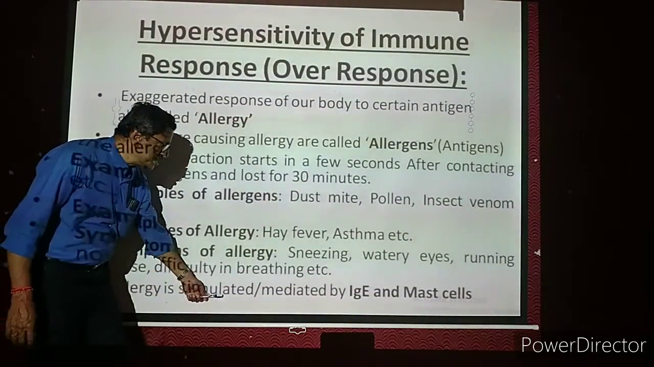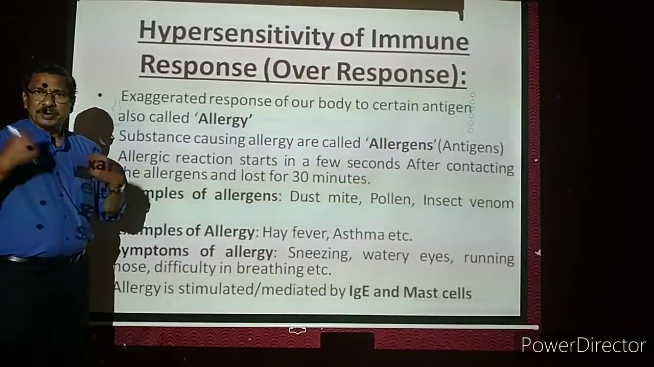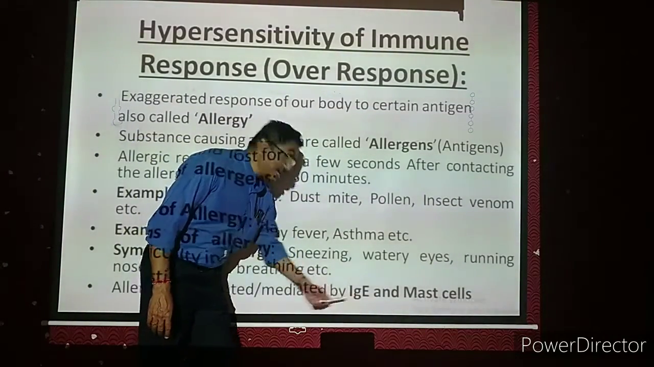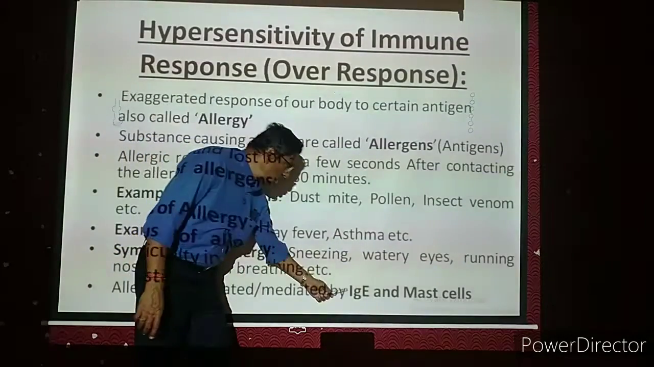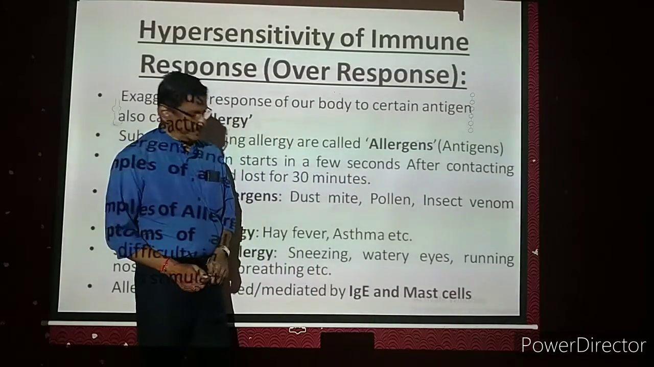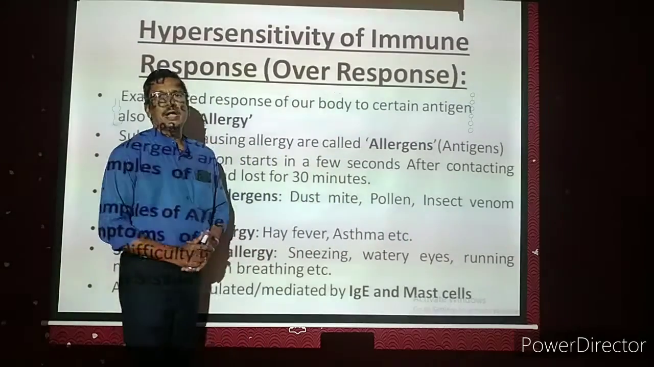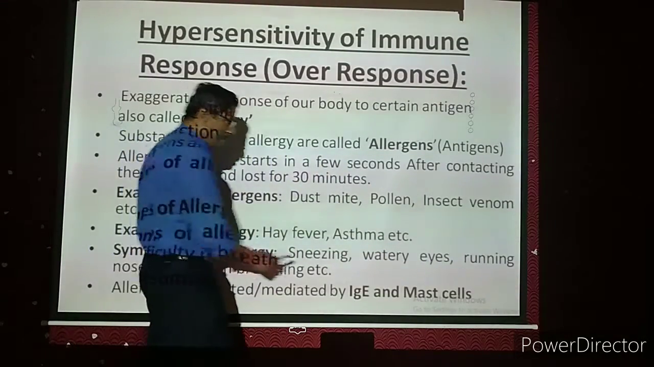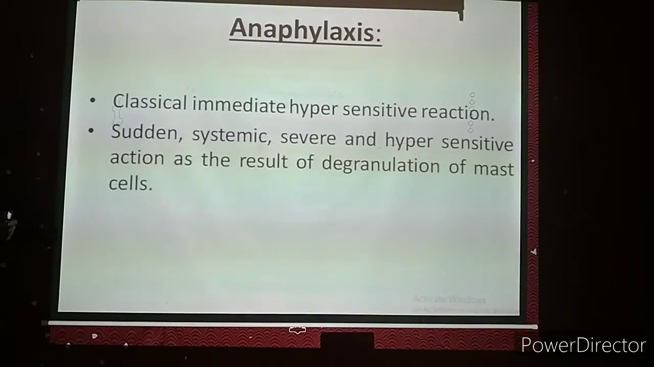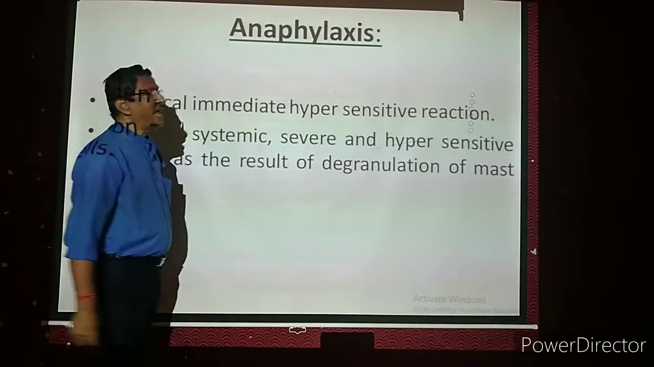Allergy is stimulated or mediated by one chemical present in our body, which is called IgE. Ig, we have already studied in the same topic, is immunoglobulin, a type of protein, and in that the E type, epsilon, immunoglobulin E. And mast cells, one type of white blood cells, join together and cause allergy. Now we come to a new medical terminology, anaphylaxis.